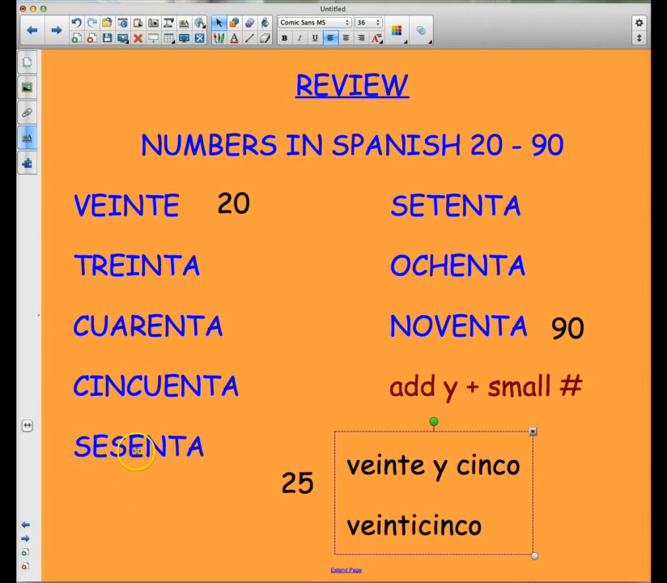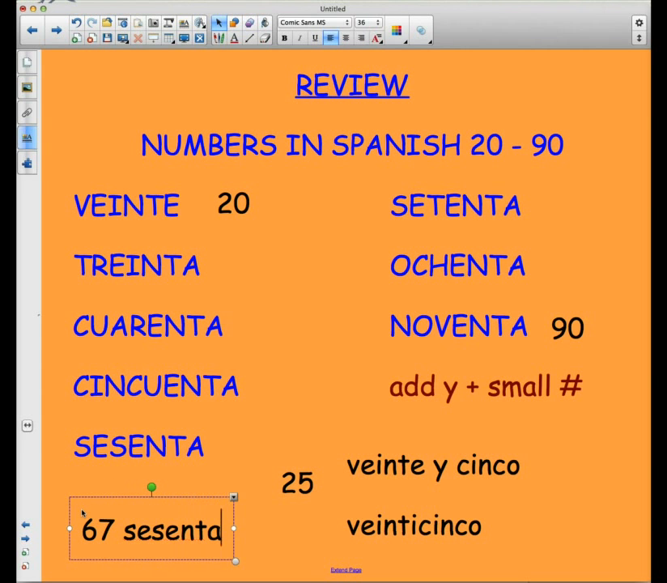So how about another one? Let's take 67. If we take 67, it is simply sesenta. And how do we do the rest of it? What do you think? You got it. Y siete. Okay? The difficult ones to learn are 60 and 70 because they sound the same. So those are the key ones you need to memorize. Sesenta being 60 and setenta being 70.